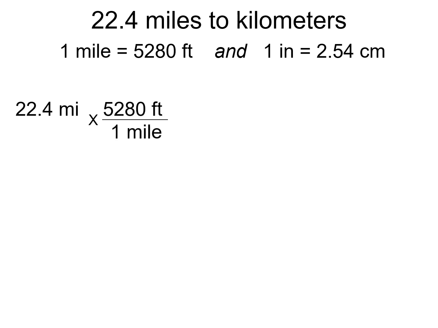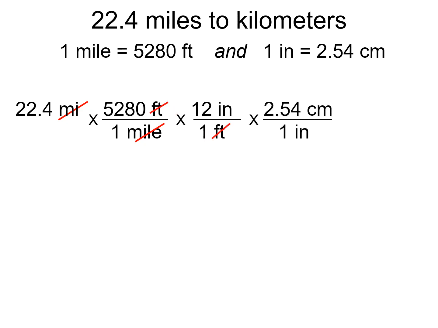1 mile equals 5,280 feet. That'll cancel the miles out of the numerator and the denominator. And then we've got 12 inches equals 1 foot. That'll cancel the feet. And it leaves me with inches, but I've got to convert to centimeters. So 1 inch equals 2.54 centimeters, but I need to get to kilometers. So I need to go from centimeters to kilometers.